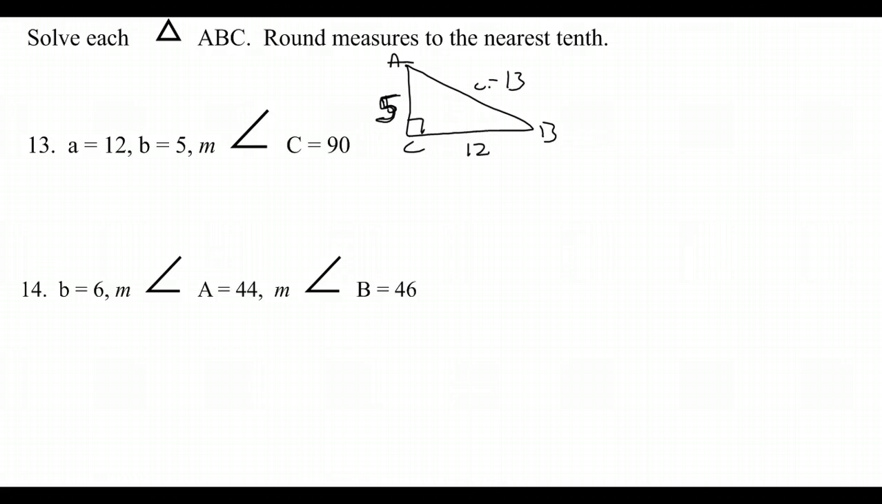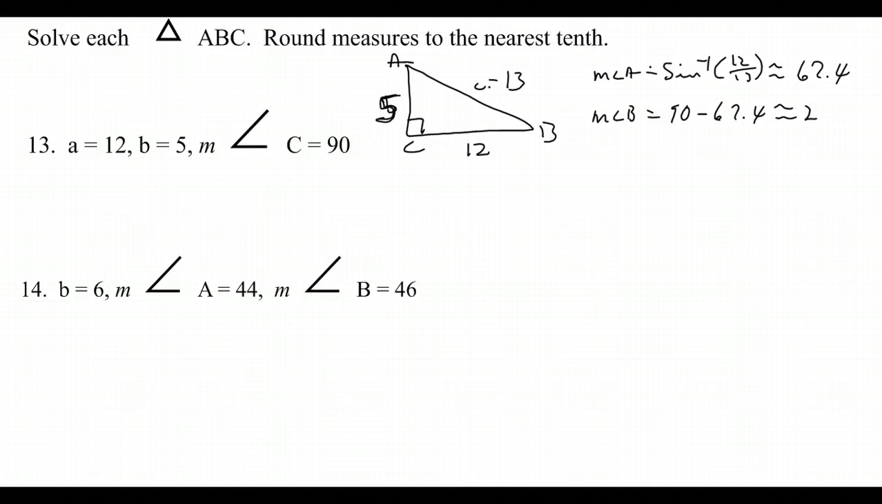And if side C is equal to 13, I can find the measure of angle A by using the sine inverse of 12 over 13, which is approximately 67.4. I can find the measure of angle B by saying 90 minus the 67.4, which is approximately 22.6. So I have all angles and all sides.